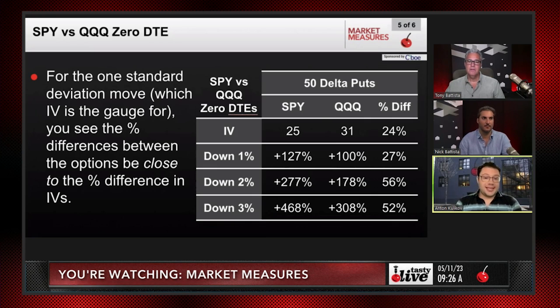So when you look at that last column, you want to compare how much the IV difference is versus when you have a down 1% move, which is roughly the same as one standard deviation. They're around the same. That's a huge takeaway. That means they're priced perfectly.